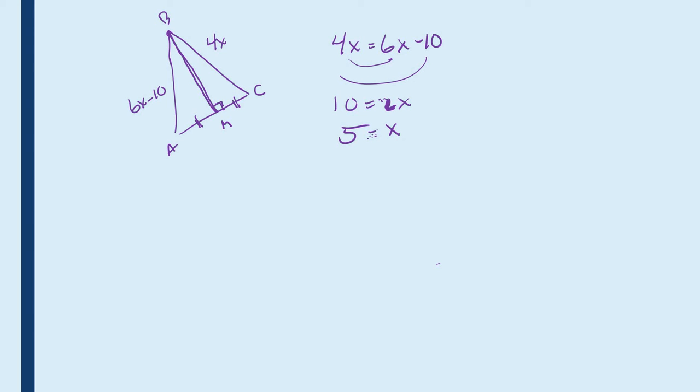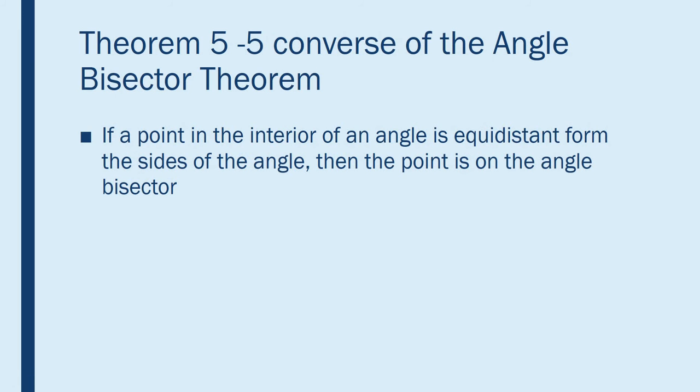Okay? And I like to put my x's on the side that makes them positive. I could have also solved this just as easily by subtracting the 6x and getting negative 2x equals negative 10. And then dividing by negative 2, I get x equals negative 5. Same answer. Oops, positive 5. Okay? All right.